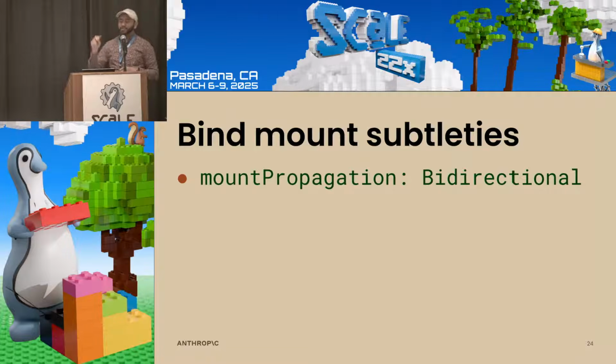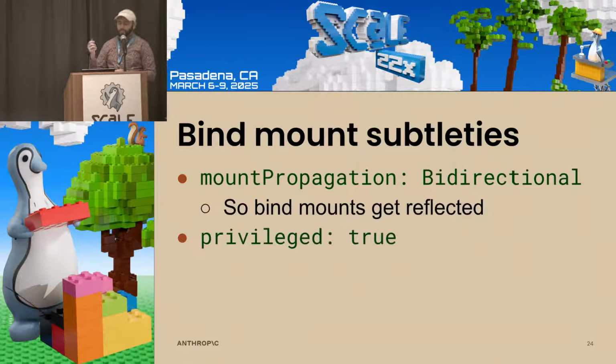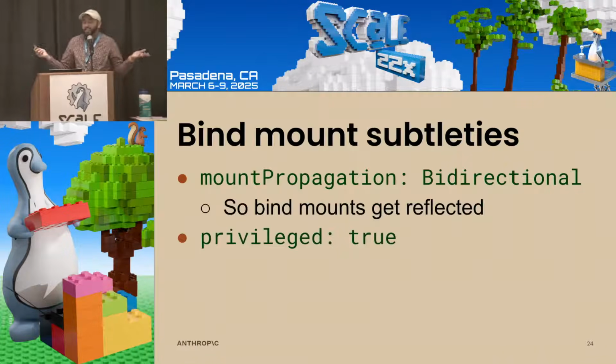It turns out that if you create some bind mounts inside a container, they won't automatically show up in the other two places. You have to use a Linux kernel feature called mount propagation, and so there's a flag for this in Kubernetes, mount propagation, that you need to enable. Otherwise, you get an empty /nix store in the container, and you're like, why did this happen?